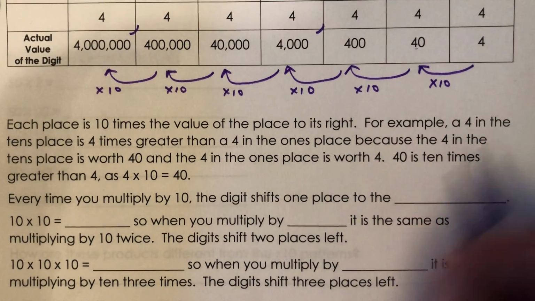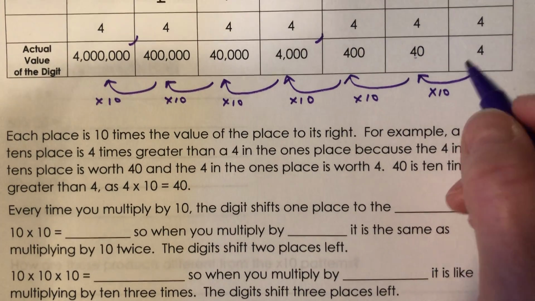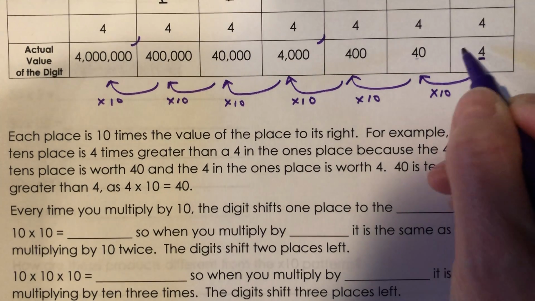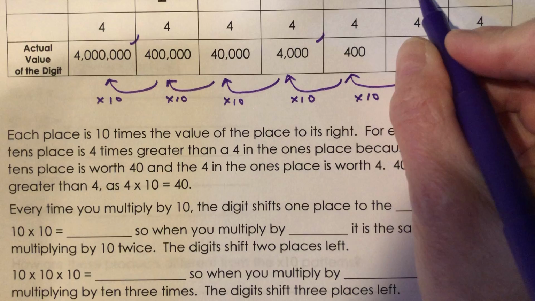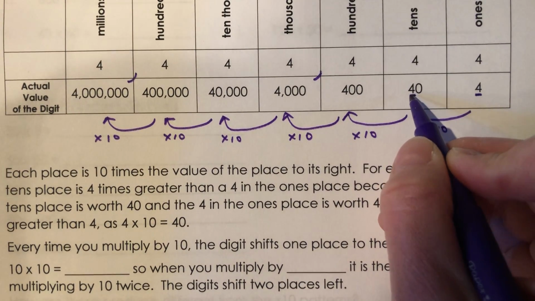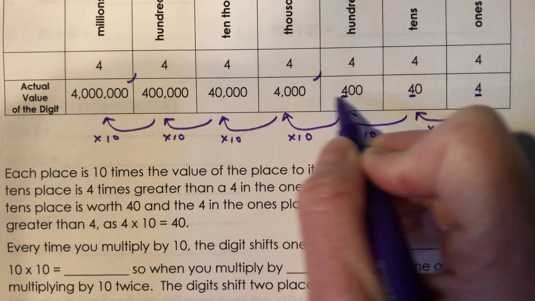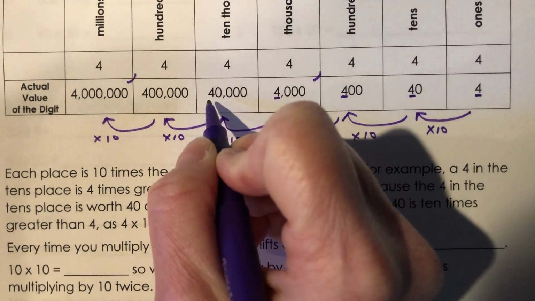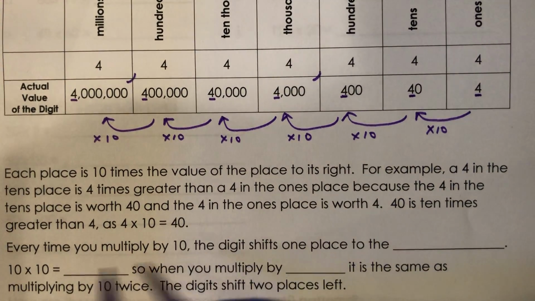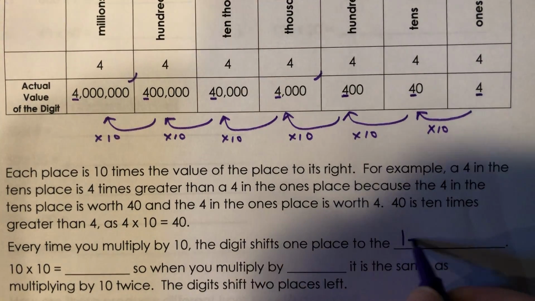Now notice it says here, every time you multiply by 10, the digit shifts one place to the... So here it's 4, right? When you multiply 4 by 10, this 4 was in the ones place. It shifts one place left to the tens place. And then this was in the tens place. When we multiply by 10, it shifts one place left to the hundreds place. And then one place left to the thousands, and then 10,000s and hundred thousands and millions. So every time you multiply by 10, the digit shifts one place to the left.